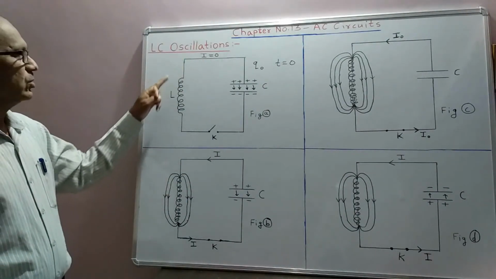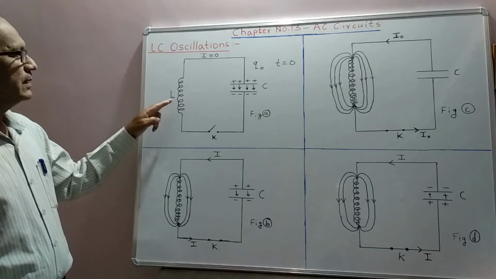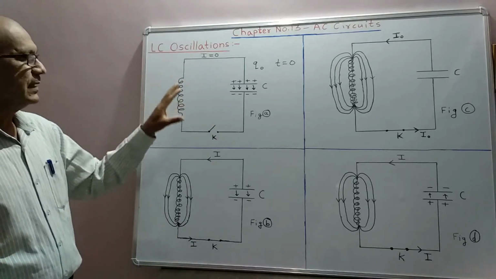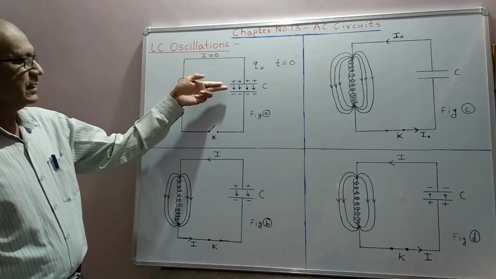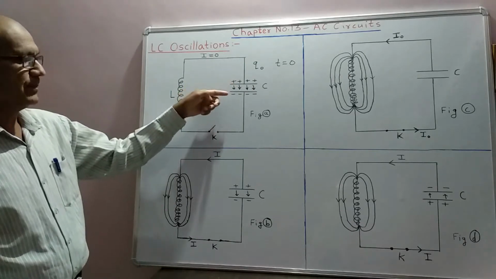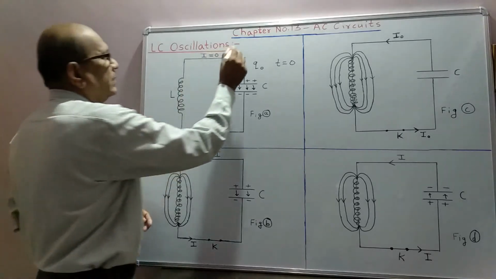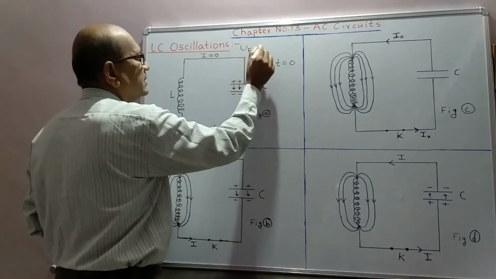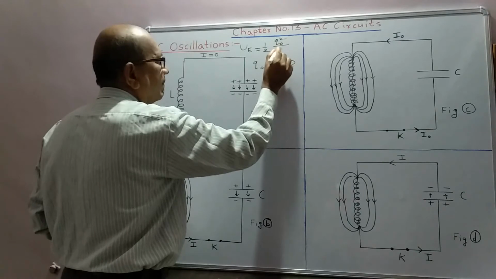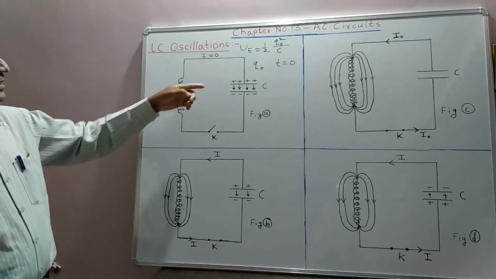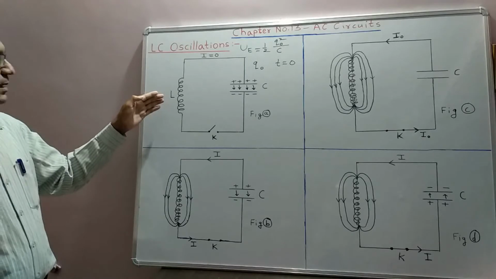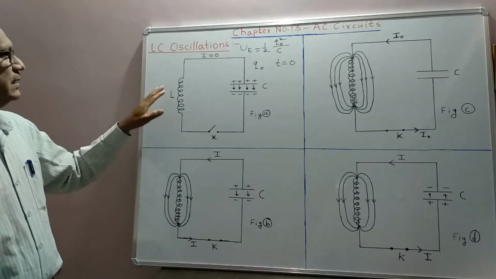be connected to an inductor of inductance L through key K as shown in this figure A. The electrical energy stored in the dielectric medium between the plates of the capacitor is UE, equal to 1/2 Q0 square upon C. Since there is no current in the circuit, the energy stored in the magnetic field of the inductor is 0.